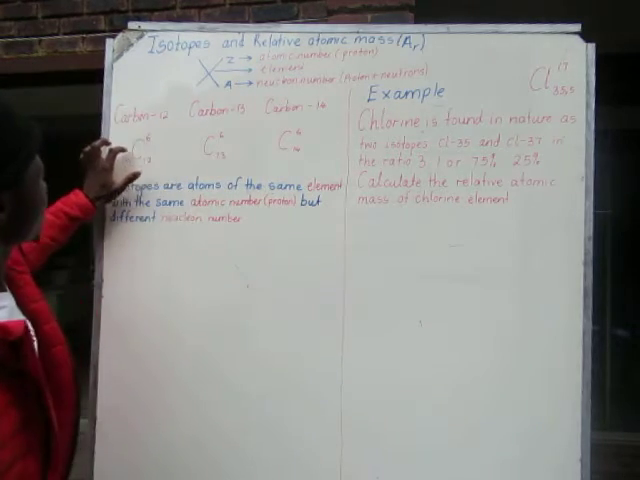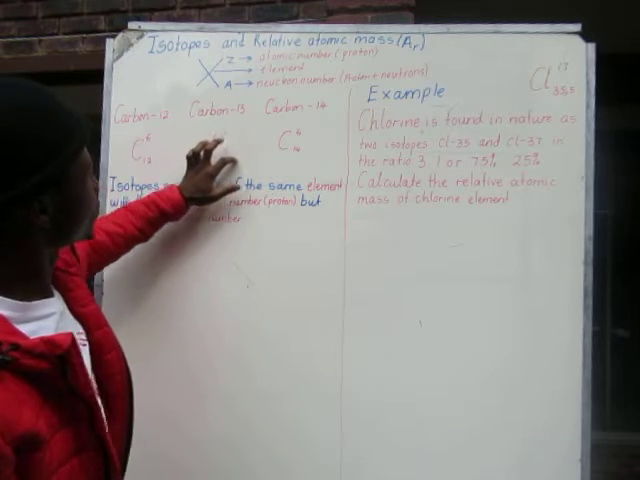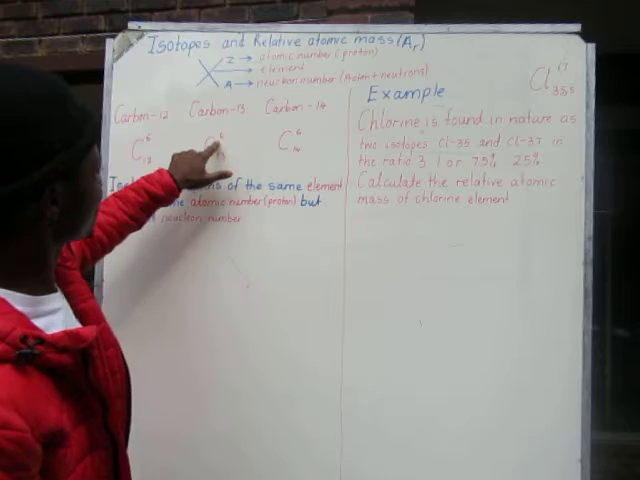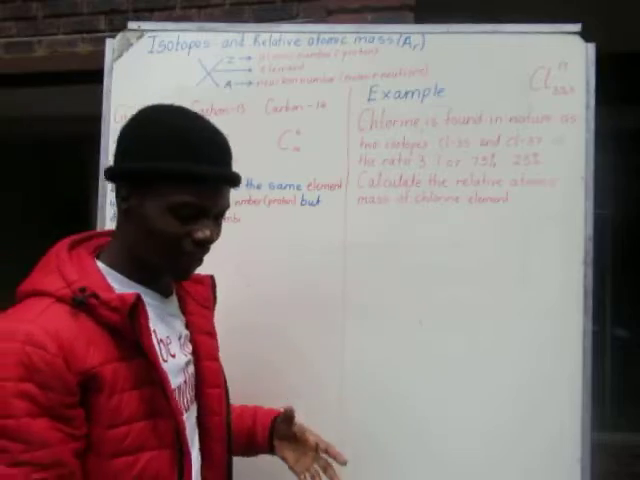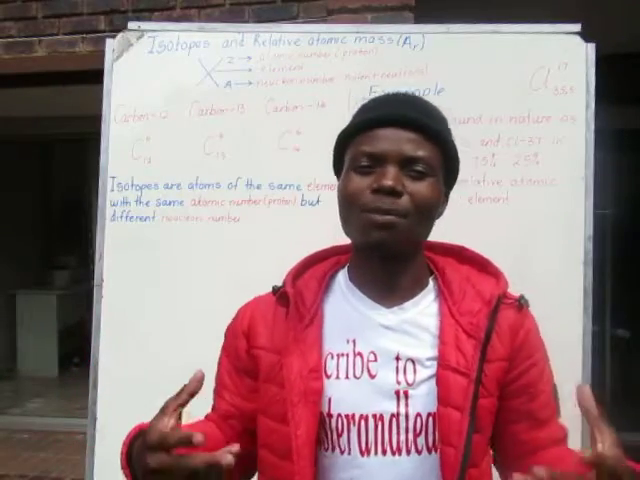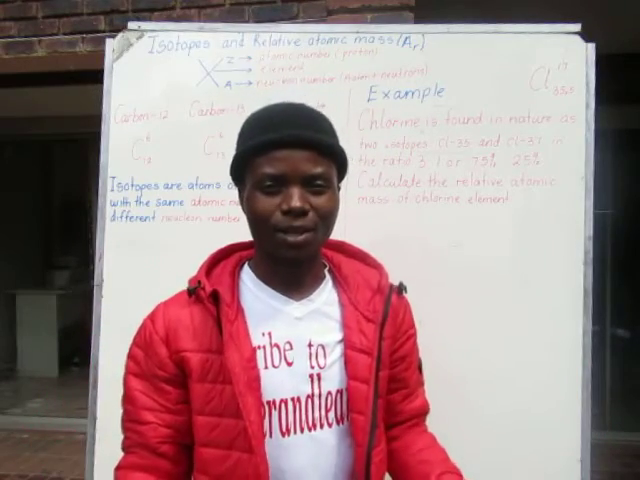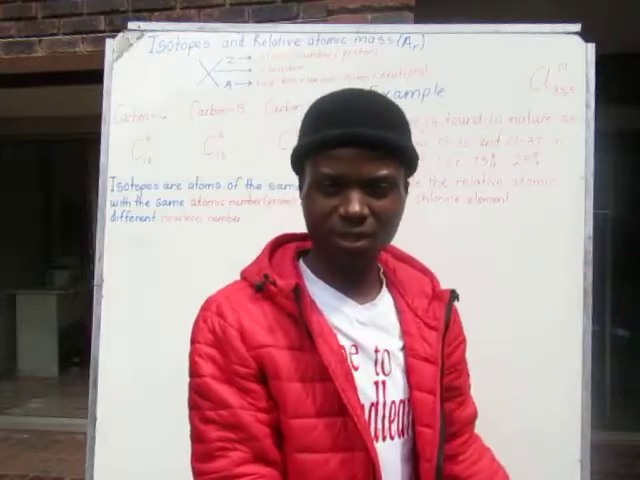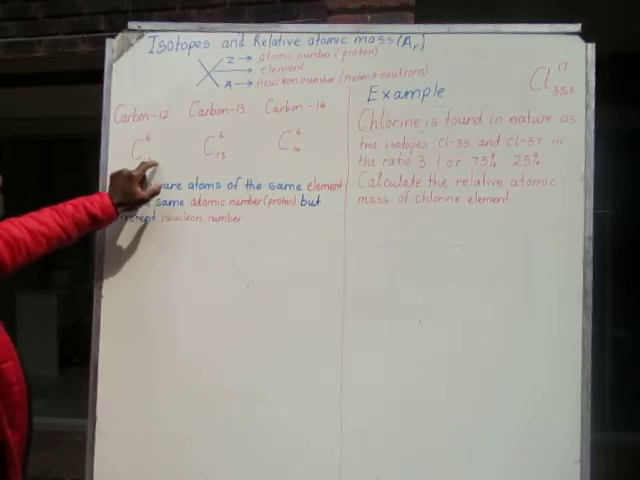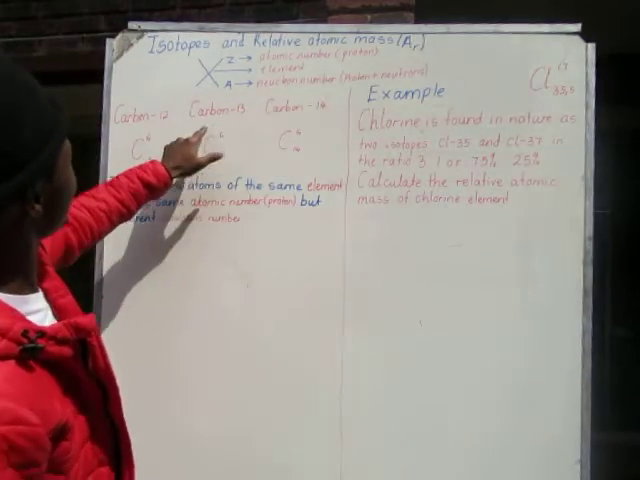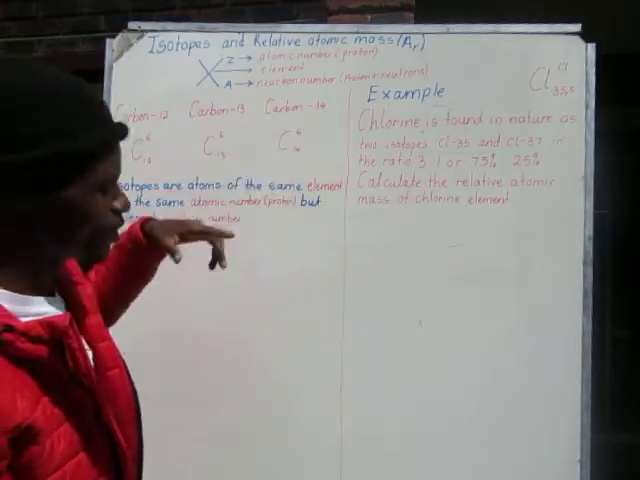That means this is a carbon atom because it has the atomic number 6. This is also a carbon atom because it has the atomic number 6, as well as carbon 14 also has atomic number 6. That means carbon 12, carbon 13 and carbon 14 all have 6 protons, which is the atomic number. So we call them carbon atoms. But when we look at them, we see that this carbon 12 atom has 12 nucleon number. Carbon 13 has 13 nucleon number. And carbon 14 has 14 nucleon number.